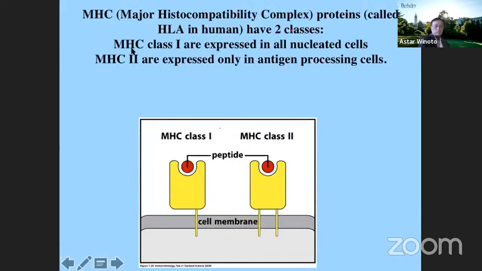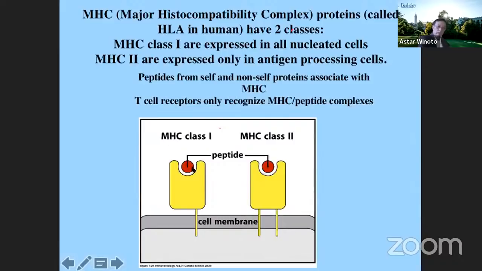So there are two different classes. MHC class 1 is expressed in all nucleated cells, so every cell except red blood cells. MHC2 is expressed only in these antigen presenting cells, so dendritic cells, macrophages, and B cells. And they always have a peptide. So peptides are basically chunks of amino acids from the protein. This peptide can be from self protein, but it can also be from non-self protein, like the SARS-CoV-2 virus. Peptide will associate with both MHC1 and MHC2. And remember, T cell receptor only recognizes this. T cell receptor from T cell, they don't recognize anything else.